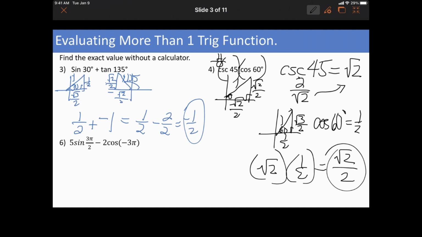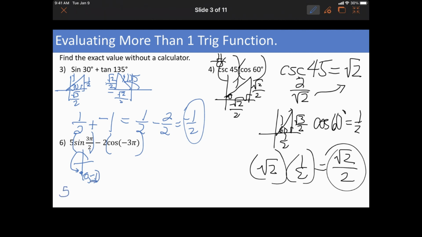All right. So this is 5 times this. This is 2 times that. And then we're going to subtract. So how much is 3 pi over 2? 3 pi over 2 is a special angle. It's here. This is 0, -1. And remember that sine is the y value.